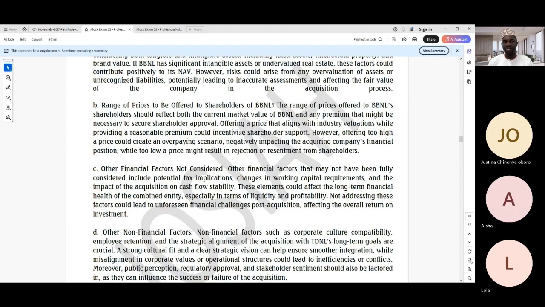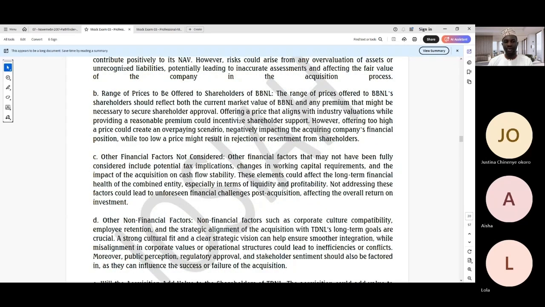And the B aspect, we are concluding on the range of prices to be offered to the shareholders of BBNL. So we need to be careful not to offer too high a price, which could create an overpaying scenario, and also too low a price that might result in rejection or resentment from BBNL shareholders. So we're concluding on that.